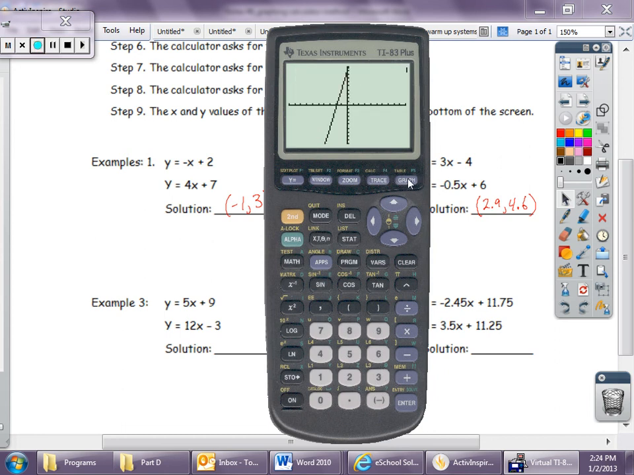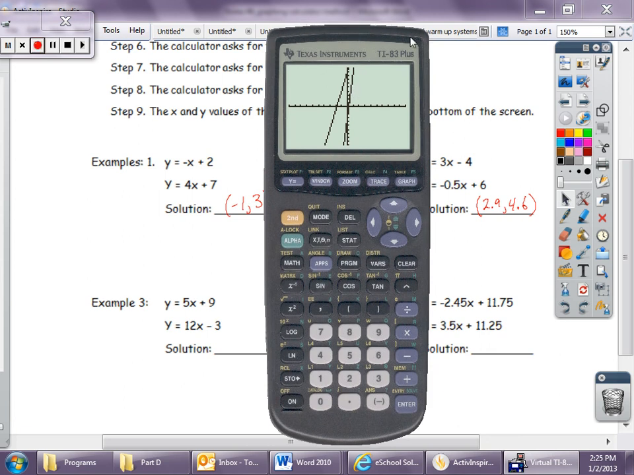So now I graph them. I see the two graphs, but I don't see where they intersect. So I know that they're both going up, so I have to adjust my window. My window tab is right next to the y equals. If we look at the graph, we know that the intersecting point is going to be higher. So it's going to be up.